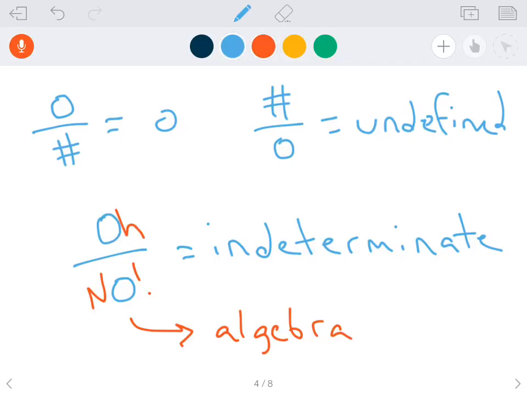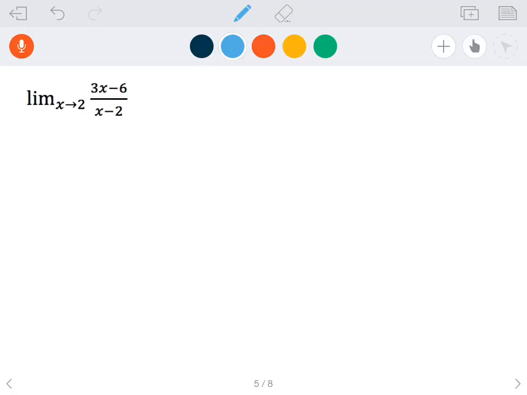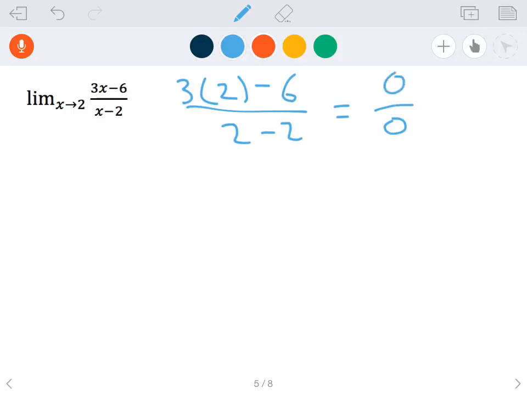Okay? So let's take a look at an example. The limit as x approaches 2 of 3x minus 6 over x minus 2. If I plug in 2, I tell you that's the first thing to try. If I plug in 2, it's not just that I get 0 on the denominator, I also get 0 on top. And that's when you think, oh no, and do some algebra.